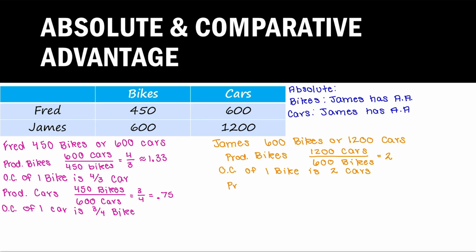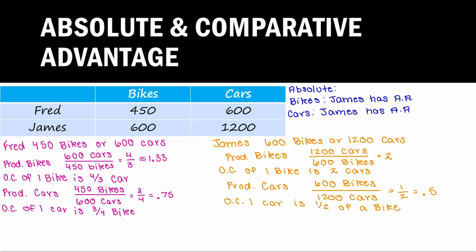If he devotes all of his resources to producing cars, then he is giving up the opportunity to produce 600 bikes in exchange for producing 1,200 cars. And 600 divided by 1,200 gives you 1/2 or 0.5. So the opportunity cost of one car is 1/2 of a bike. And comparative advantage means that we are producing with the lowest opportunity cost. We're specializing in the good in which we have to give up the least.